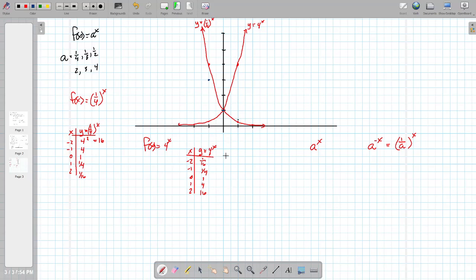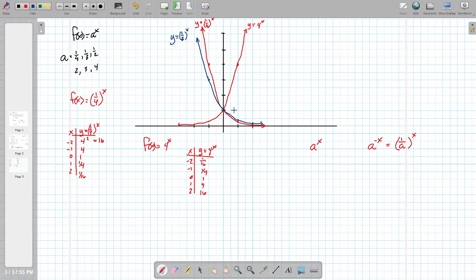Be just above this. And then at 2, we would be at 1/9, which would also be above this. So we would end up with something that looks like this, where it flips positions. Here on the left, it's lower than 1 over 4 to the x. On the right, it's higher. And that should make sense when you go through the y values.